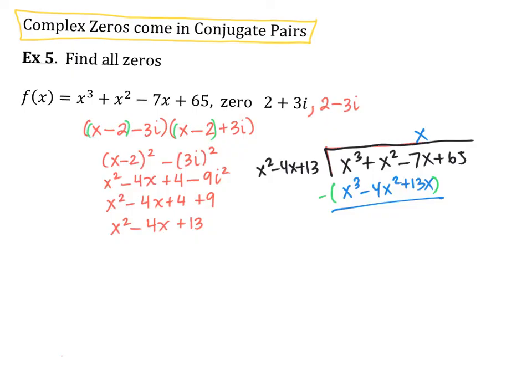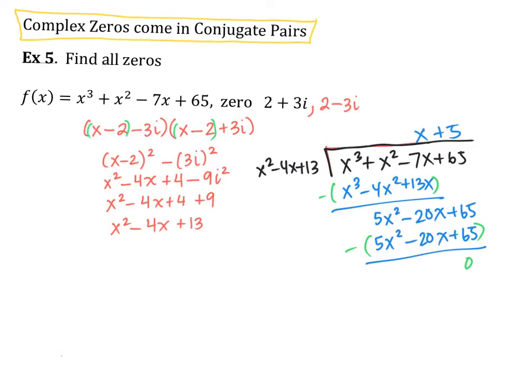Okay, let's see, those cancel. 1x squared minus negative 4, 1 plus 4 is 5x squared. Negative 7 minus 13 is negative 20x plus 65. Okay, to get 5x squared, I'm going to have to multiply by 5. 5x squared minus 20x plus 65. Keep in mind you're subtracting. Cancels, cancels, cancels, remainder 0.